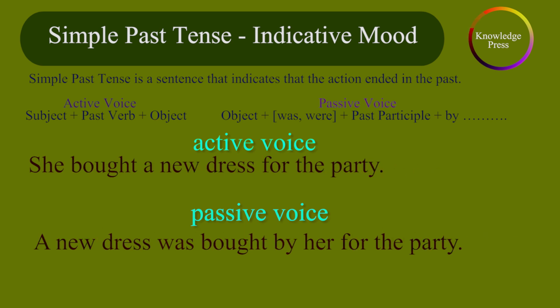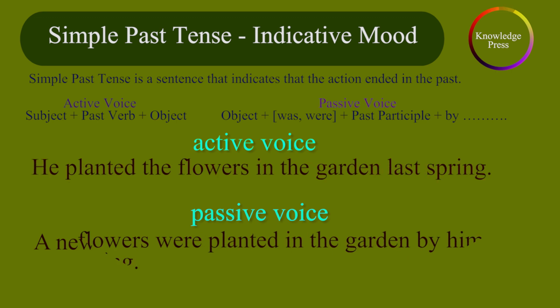Active voice: She bought a new dress for the party. Passive voice: A new dress was bought by her for the party. Active voice: He planted the flowers in the garden last spring. Passive voice: The flowers were planted in the garden by him last spring.